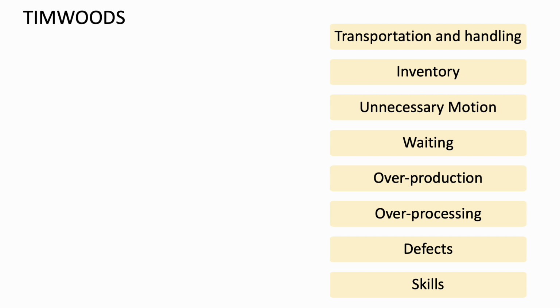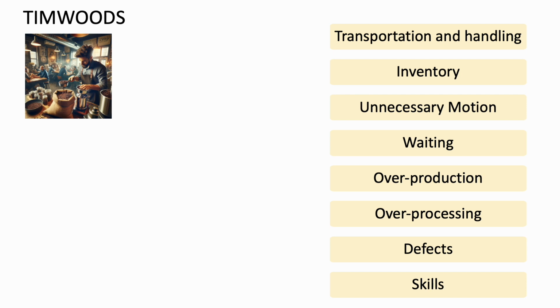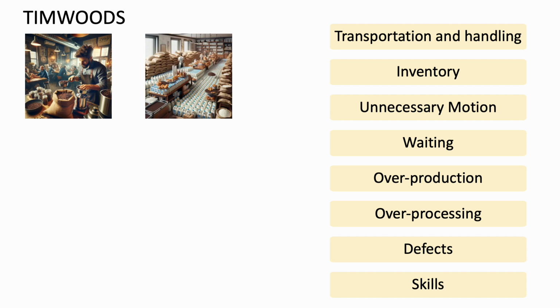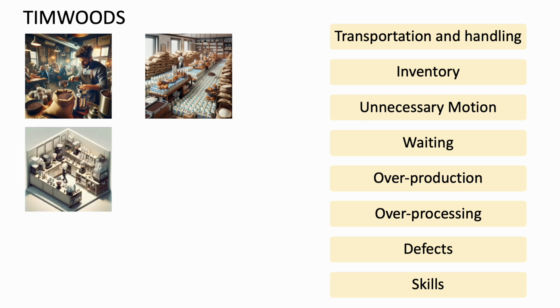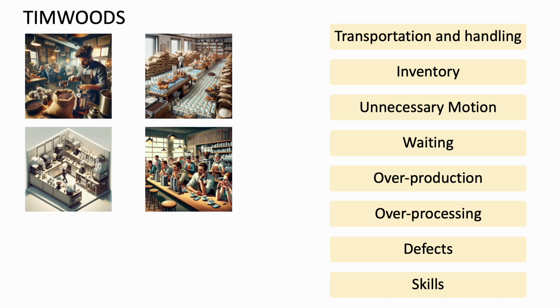For a coffee shop, the TIMWOODS wastes could manifest in the following ways. Transport and handling, moving coffee beans back and forth between storage and the counter unnecessarily. Inventory, stockpiling milk, coffee beans, or pastries that exceed demand, leading to spoilage or expired products. Unnecessary motion, baristas walking extra steps because of poorly organized workstations. Waiting, customers waiting for their orders due to slow coffee machines.